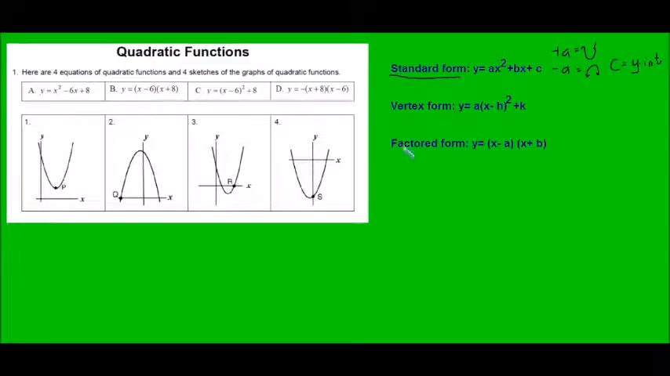We also learned vertex form, A, H, and K. You still know A is going to control your happy face, sad face. H is controlling your horizontal. And K is going to control your vertical.